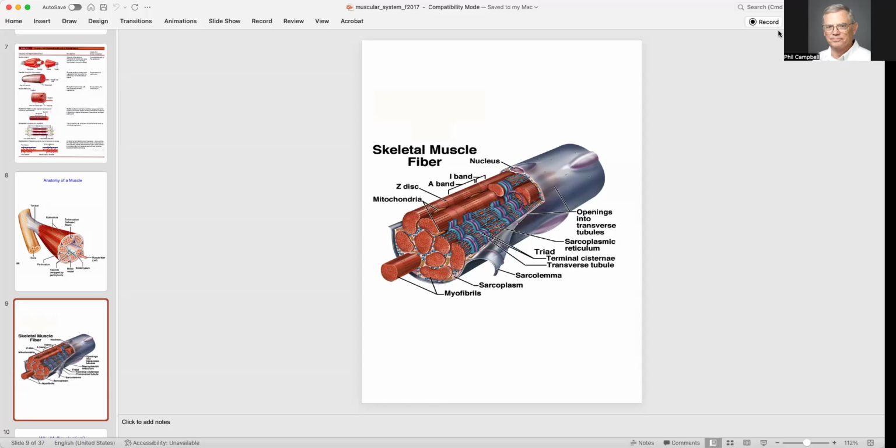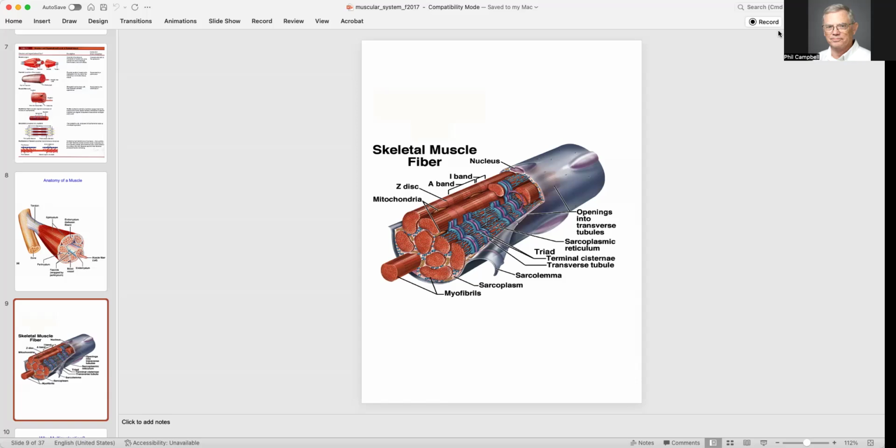And these openings, the T-tubules, are associated over the Z discs of each of the sarcomeres. So we have these holes, and that's what you see in the purple here. That's part of the transverse tubules. This is a Z disc. This is sitting over a Z disc. So the purple is the transverse tubule, or the T-tubule.